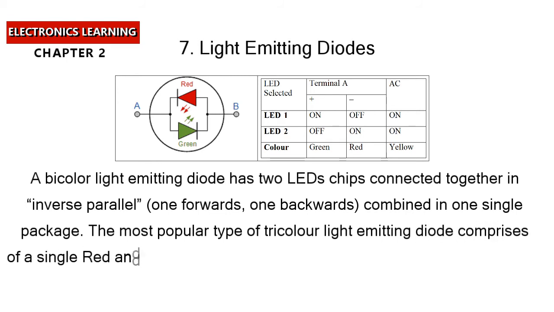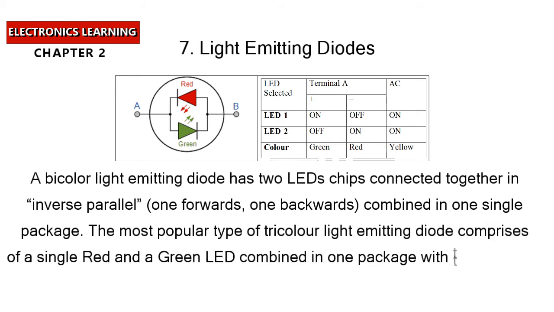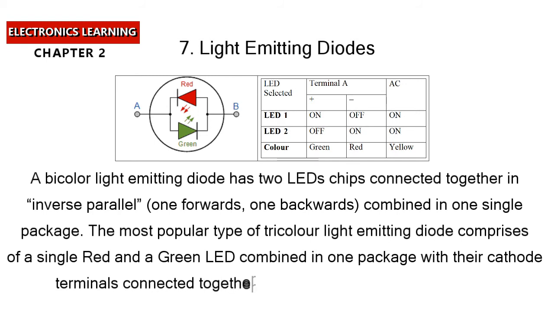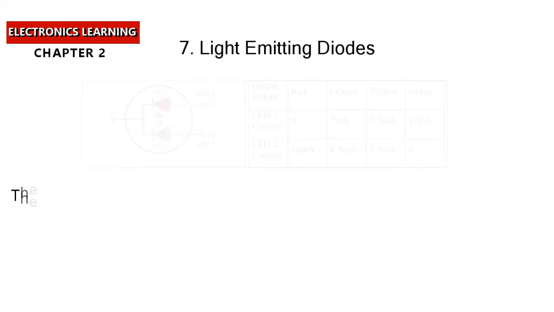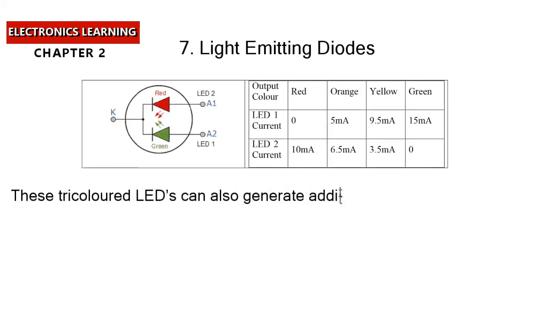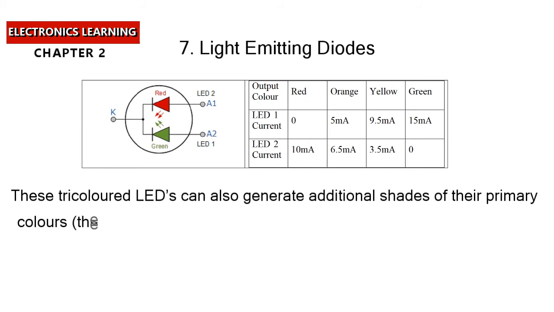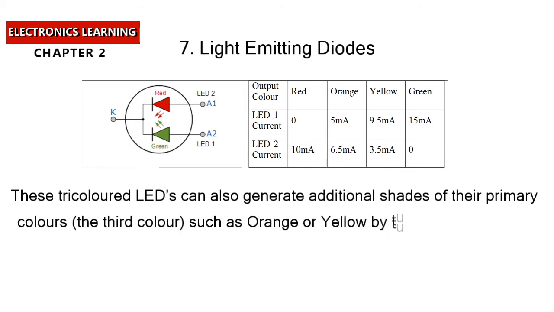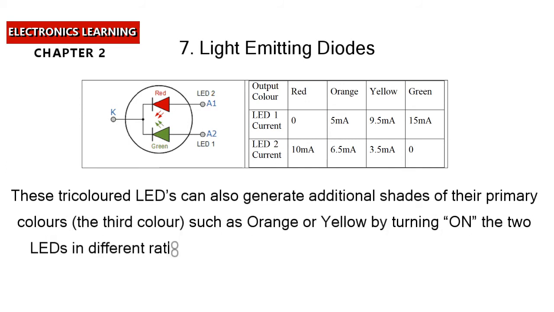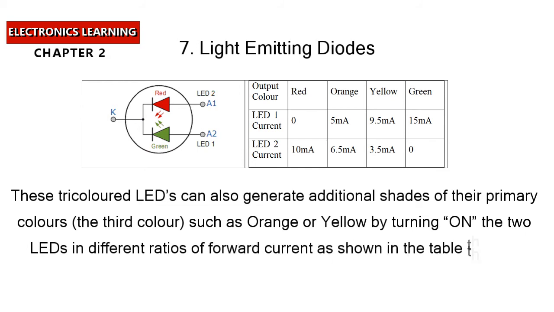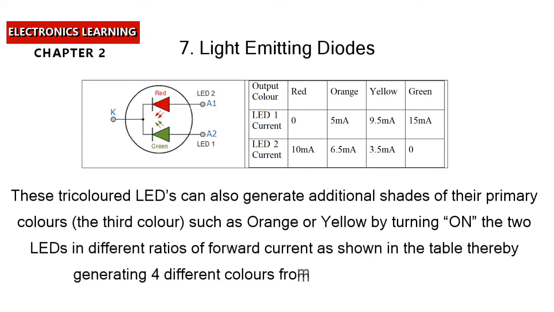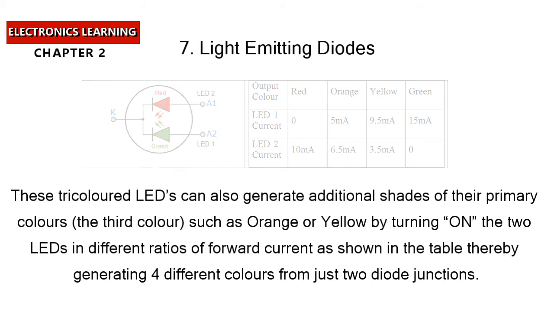The most popular type of tricolor light-emitting diode comprises a single red and a green LED combined in one package with their cathode terminals connected together, producing a three-terminal device. These tricolored LEDs can also generate additional shades of their primary colors, the third color, such as orange or yellow, by turning on the two LEDs in different ratios of forward current as shown in the table, thereby generating four different colors from just two diode junctions.